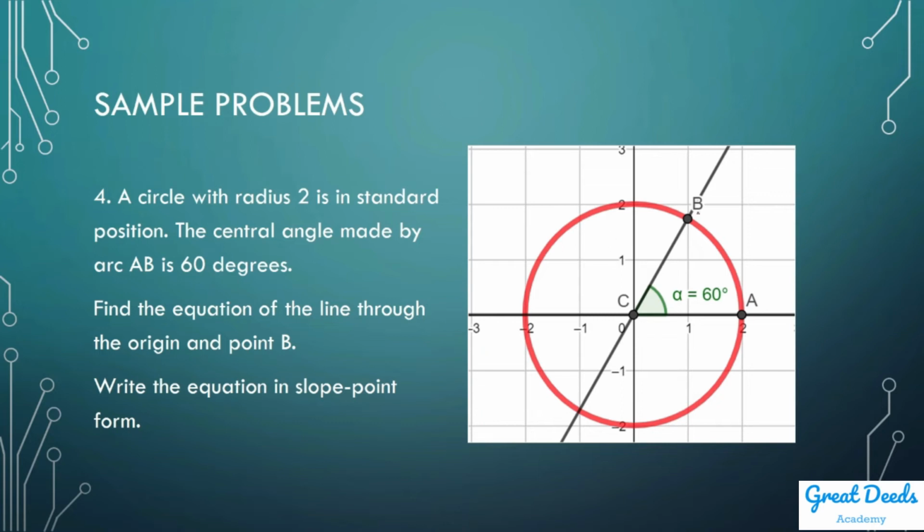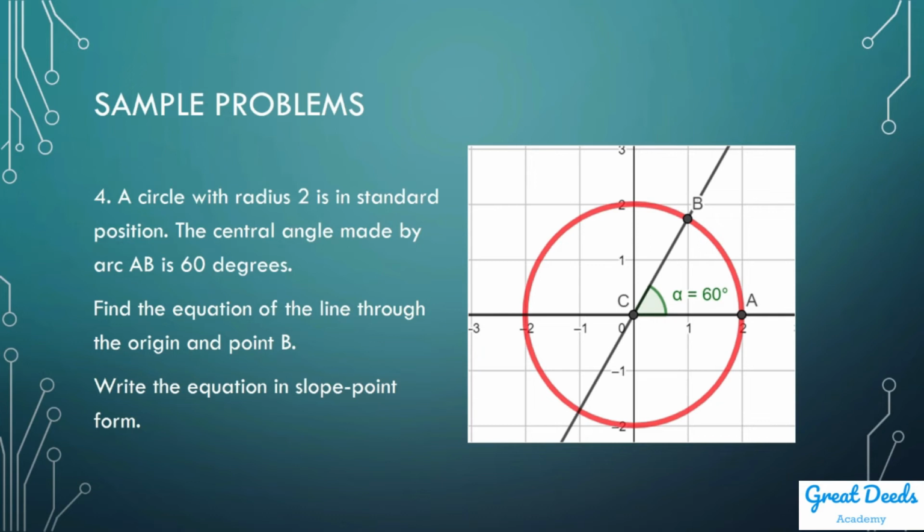Maybe you are paying attention to point B and you are wondering, how can I get the coordinates of point B? But you don't need point B because you are already given one point. It's the origin. So we already have one point. But how do we know the slope of this line? That is the challenge.